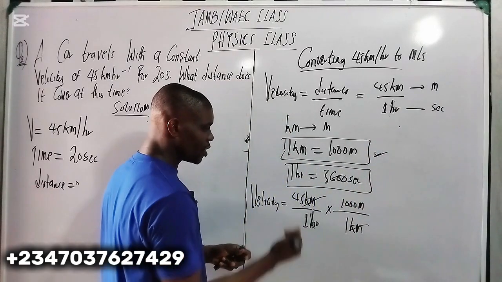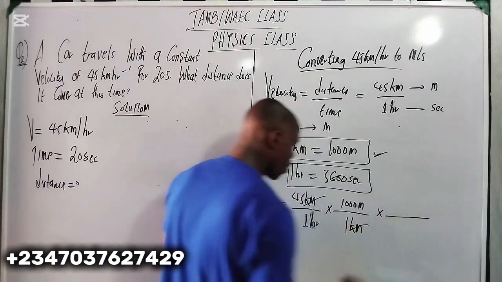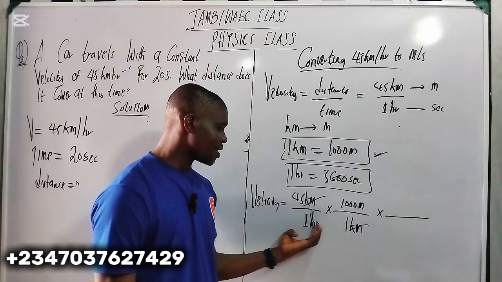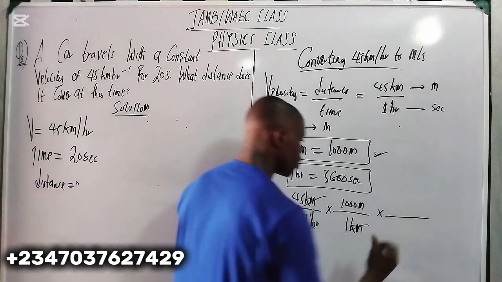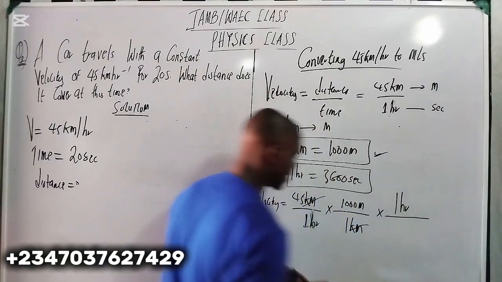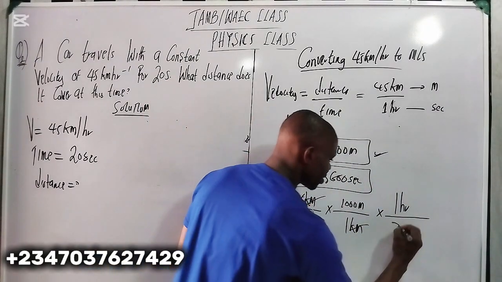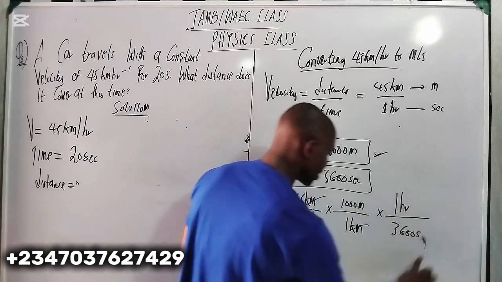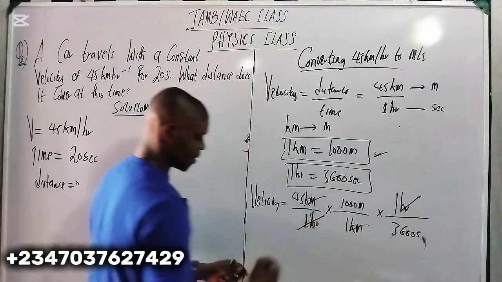The next one to do here is not hour, it's time. And let's say times. What will happen here? My hour is at the denominator here. This hour will come down here. So I'm going to have 1 hour. So this hour will come up here. Why this one will move down? So I have 3,600 seconds. If you check it very well, this hour cancels out this hour here.